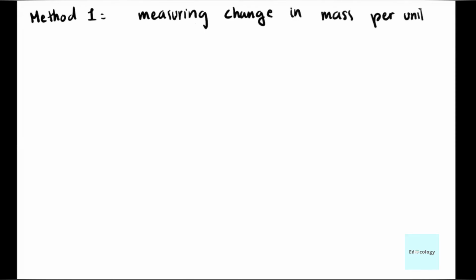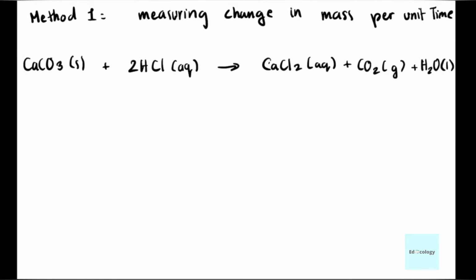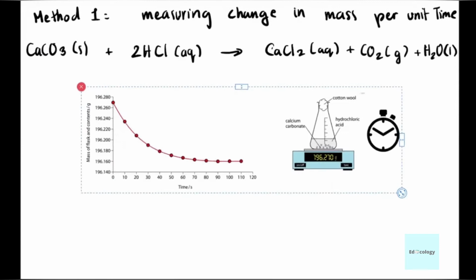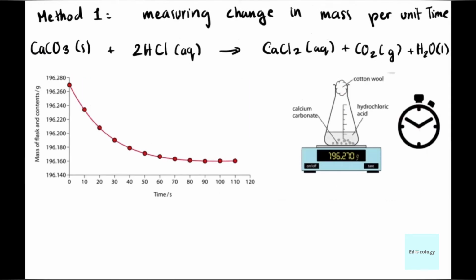Now let us talk about the first method for measuring the reaction rate. Method 1, which is measuring change in mass per unit time. Okay, let us use this reaction as the example that we're going to be using. In order to be able to measure the change in mass, the setup for the experiment would look like this. Why do you think the mass will be changing in this case?